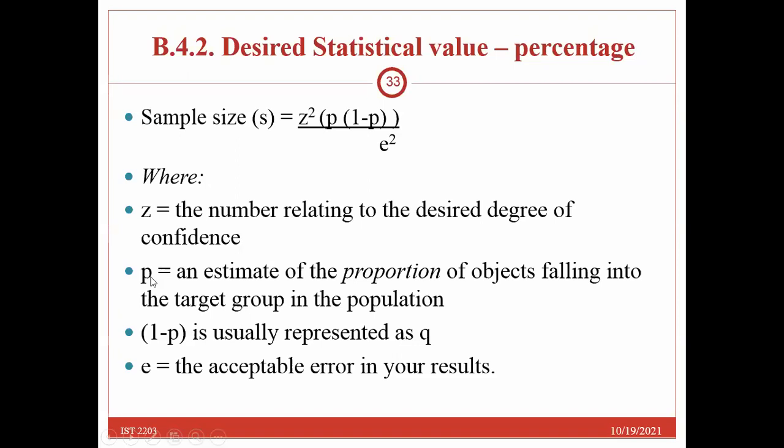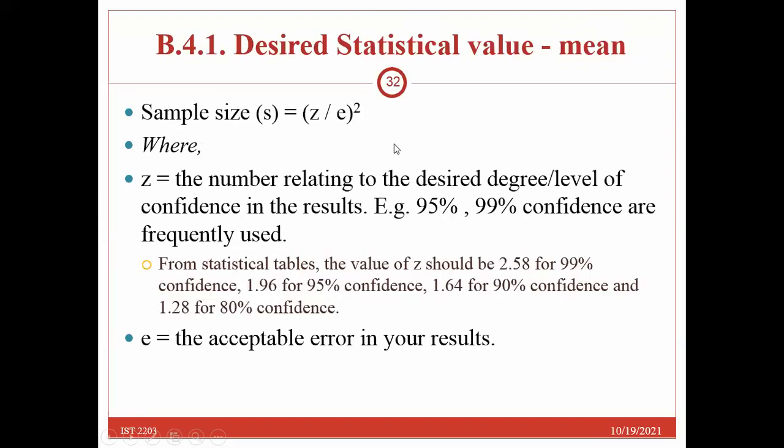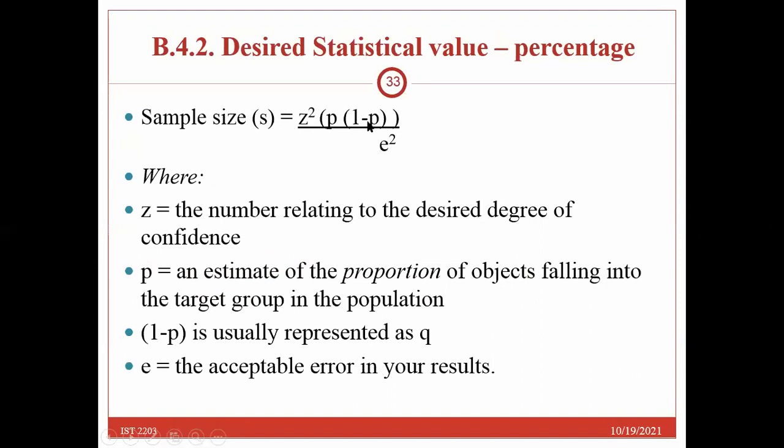So P is that value. It is a proportion, an estimate of the proportion of objects falling into the target group. And then 1 minus P is usually represented as Q. So the same equation can be like Z squared into PQ over E squared. If you compare these two equations, they are much the same. It says Z over E squared, just that now you have P times Q as part of that.